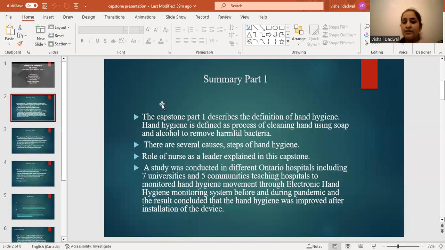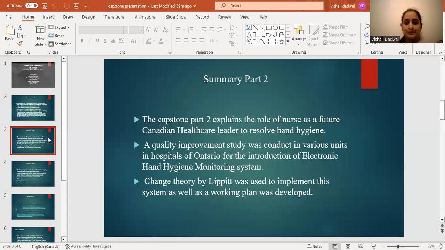The study which was conducted in this capstone was conducted in different Ontario hospitals, including 7 universities and 5 community teaching hospitals, to monitor hand movement through an electronic hand hygiene monitoring system before and after the pandemic. As a result, the conclusion is that hand hygiene was improved after installation of the hand hygiene monitoring system. So the next slide is the Part 2 summary.